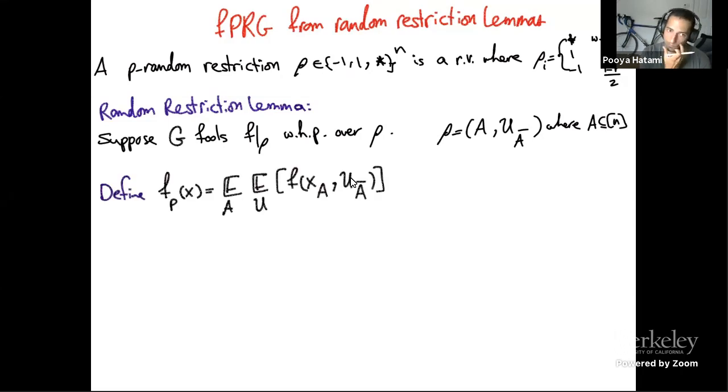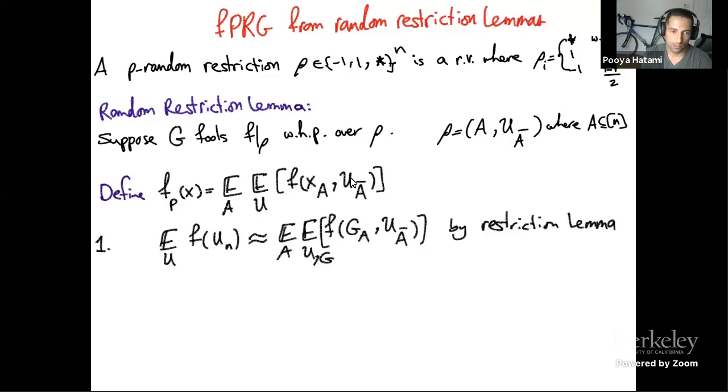Okay. And we will make the following definition. We will define f sub p of x to be the expected value of f restricted, where the restricted function on input x plugs in the x values on the alive indices, and plugs in the uniform outside. So we define this f sub p to be just the expectation of all of these restrictions of f. So this is some real valued function.